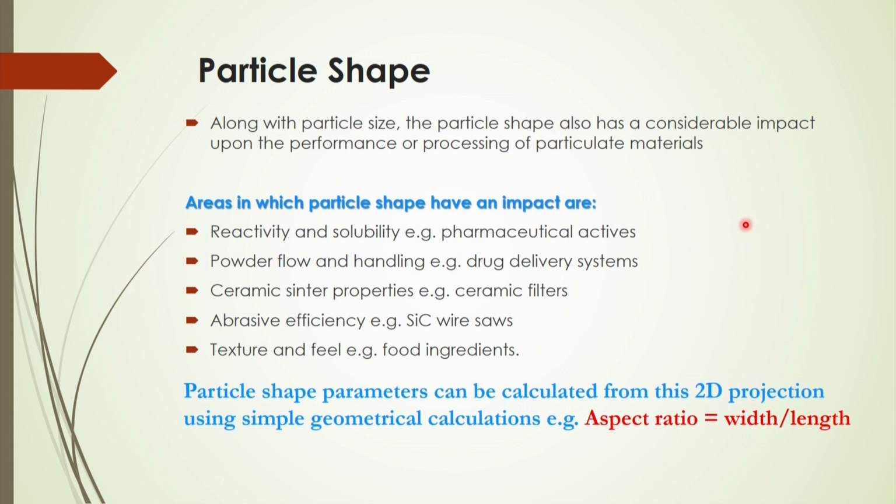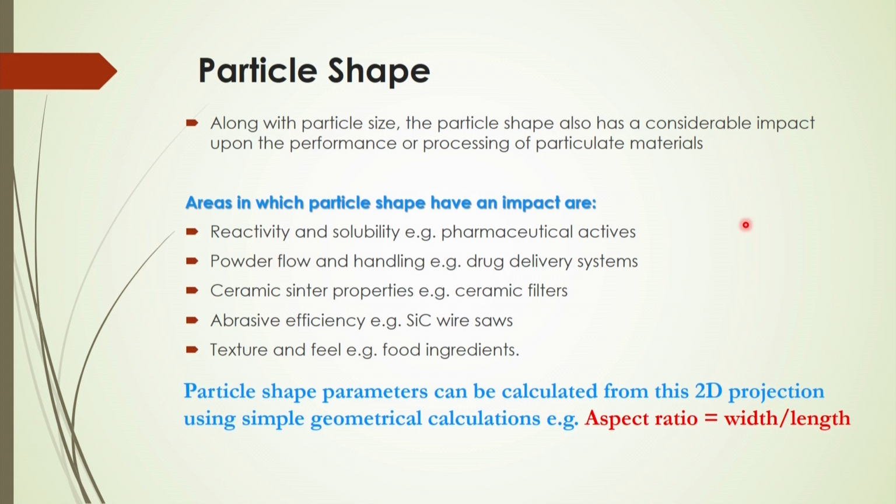Now, how will particle shape affect the flow behavior or the performance of the fluidized bed, like reactivity and solubility, for example pharmaceutical actives? In that case also the reactivity may vary because of the size of the particles. Sometimes uniform particle size is favorable for uniform mixing and also the yield of the processes. Also ceramic sinter property is important. If you use different shapes of particles, the sinter properties will change. And also powder flow and handling: you cannot have the same flowability with different shapes of particles.